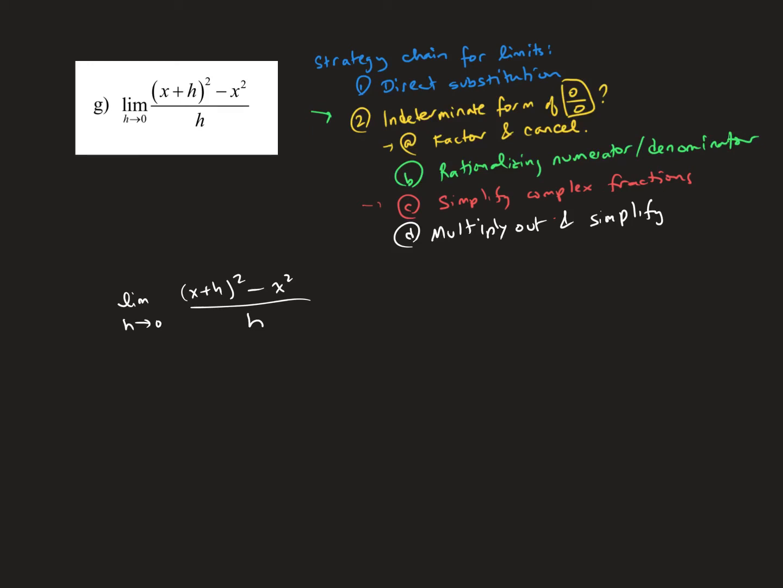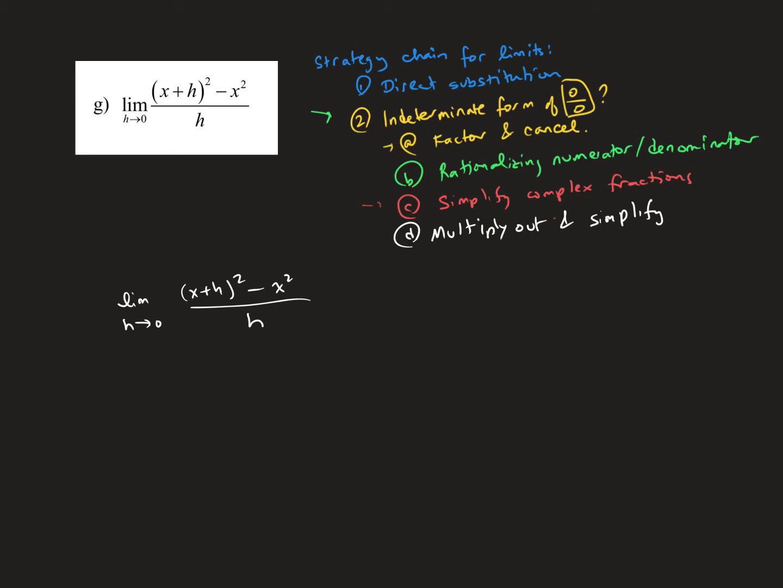All right, so now let's talk about our fourth strategy in working with an indeterminate form. It's going to be multiplying out and simplification. So again, we would start with direct substitution. That's always our gateway. So in this problem, we would plug in 0 for h.